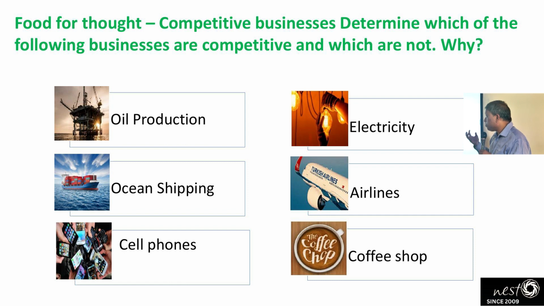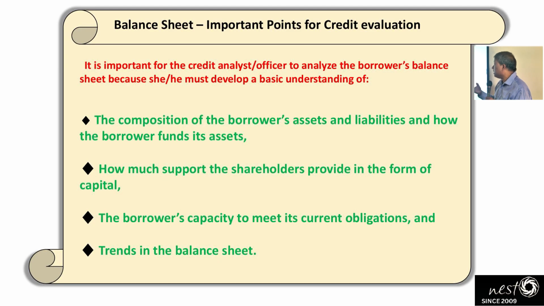Composition of the borrower's assets and liabilities and how the borrower funds his assets is an important point you need to look at. How the borrower funds his fixed assets: whether he puts in his own money and buys the machinery, or he borrows and buys the machinery. How he is doing it. How much support the shareholder provides in the form of capital. That is critical for us. And the borrower's capacity to meet current obligations, and the trends in the balance sheet. These are all critical for the business.